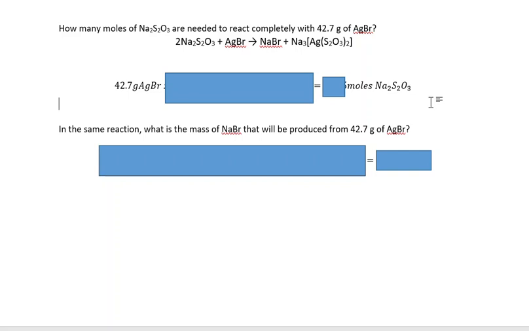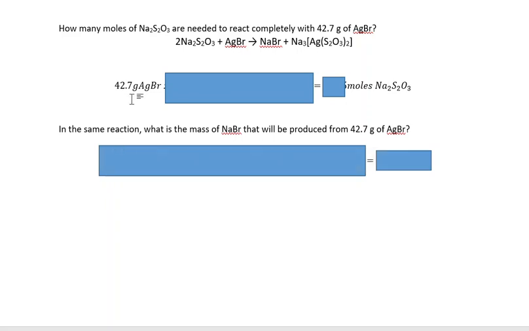And we go about it the same way we did up above. I know that if I have 42.7 grams of silver bromide, I can calculate how many moles that is. And I need to know how many moles that is because I have a relationship of silver bromide to sodium thiosulfate in moles, but not in grams. So I have to go from grams of silver bromide to moles of silver bromide.